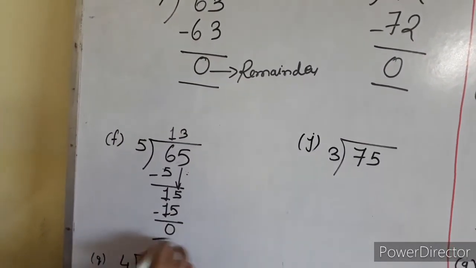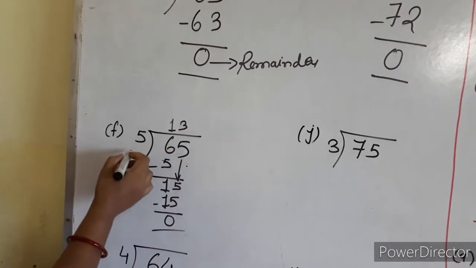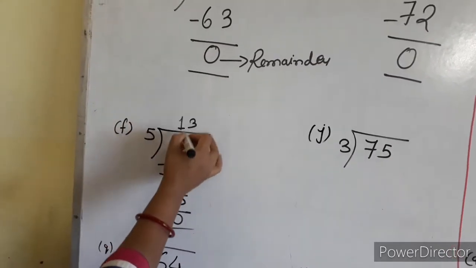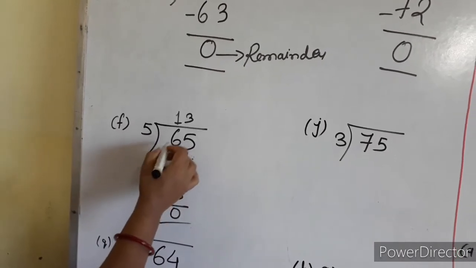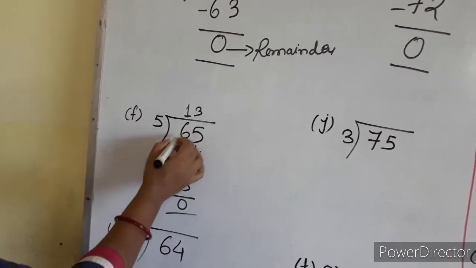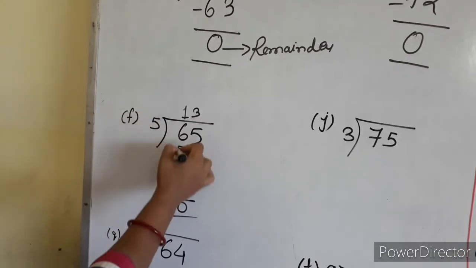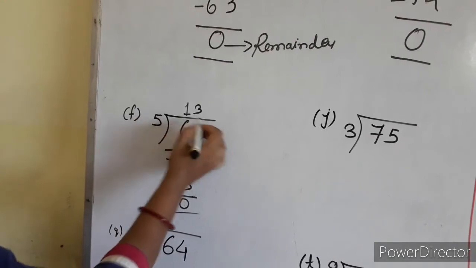I want to tell you one thing. If the first digit of the dividend is greater than the divisor, then you can easily divide like this. Because in the table of 5 you will not get the number 65, you can divide it one by one, meaning first the tens place, then the ones place.